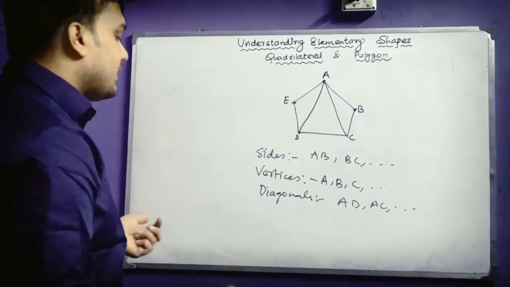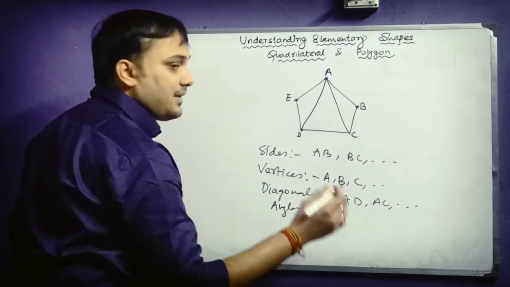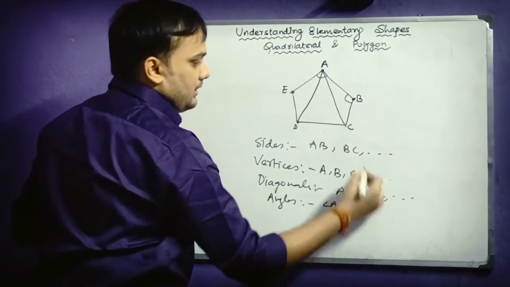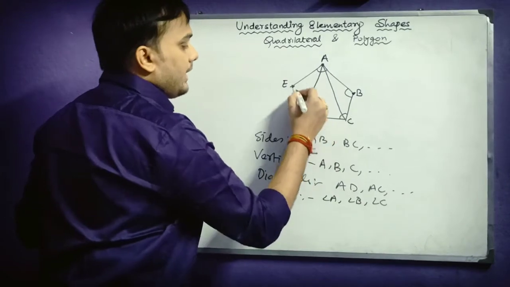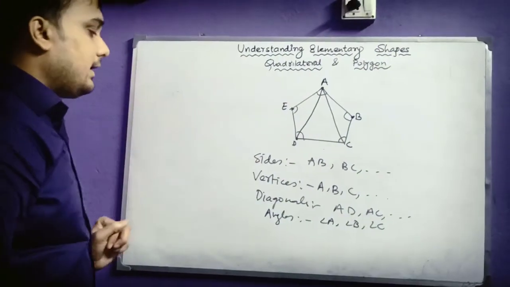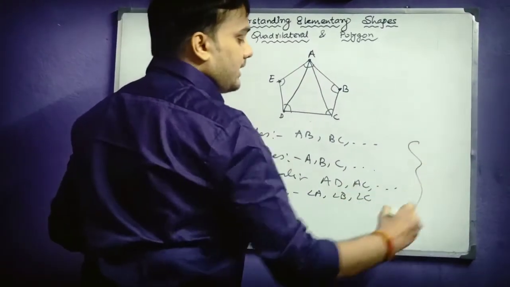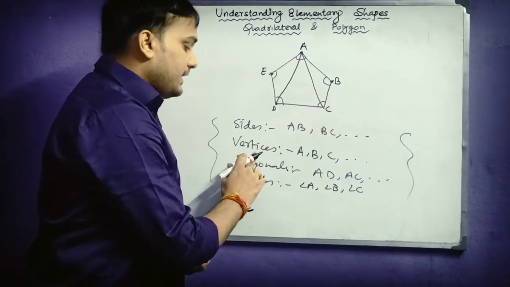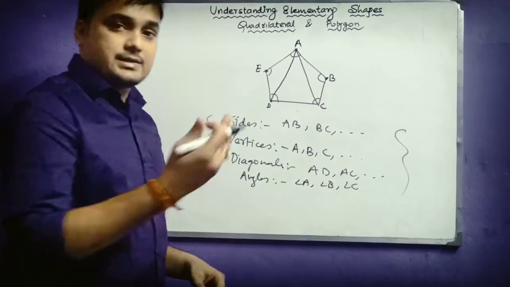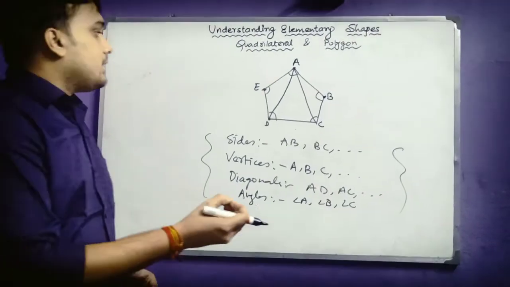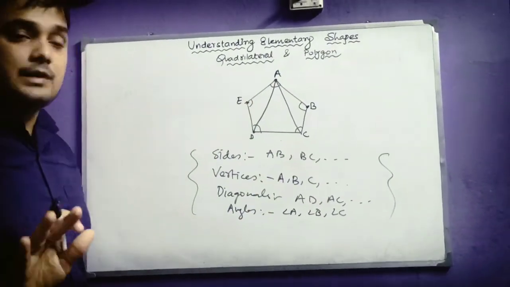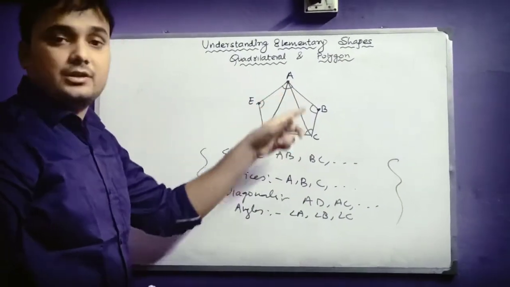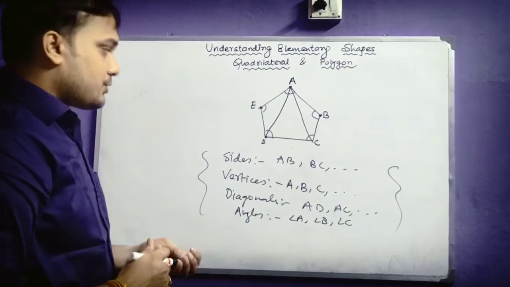So what are the angles? You can see here there are 5 interior angles. Angle A, angle B, angle C, and so on. We have angle D and angle E also. So these are the different angles. So students, these are the basic parts of a polygon which you need to understand: sides, vertices, diagonals, angles, and adjacent vertices, which I have already explained. The vertices which are very close to each other, just beside each other, are adjacent vertices. So students, these are the important things.